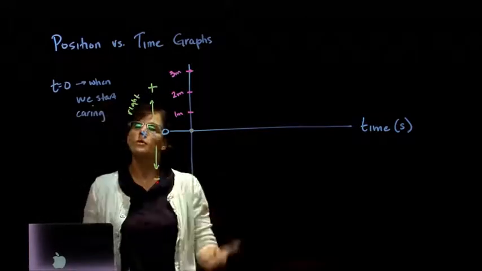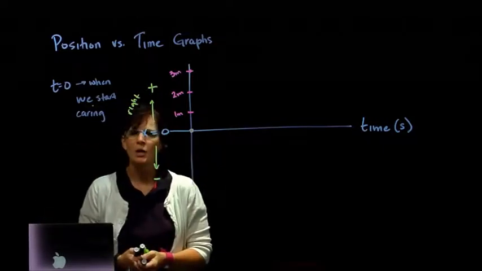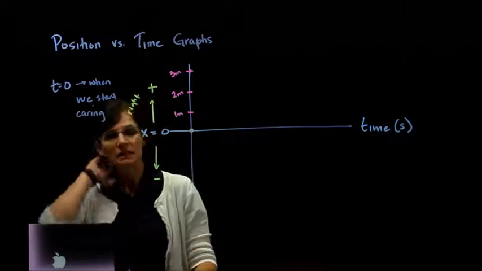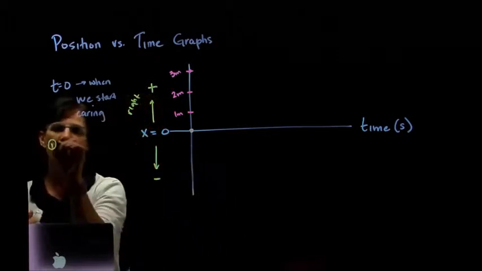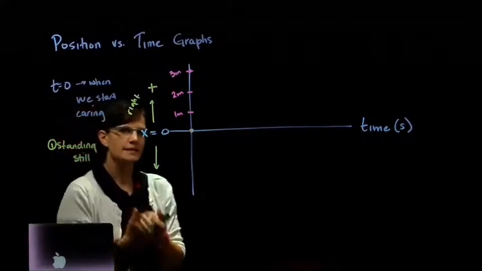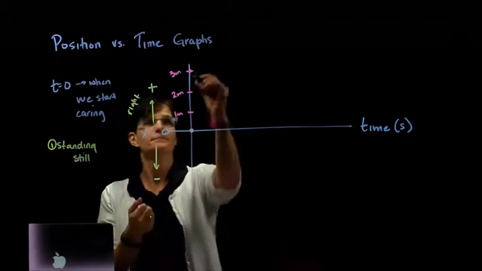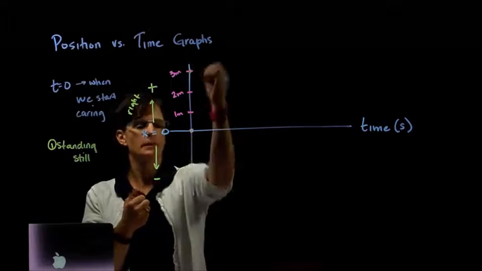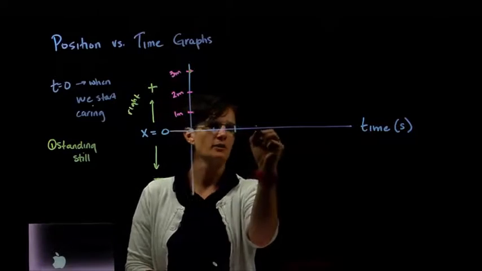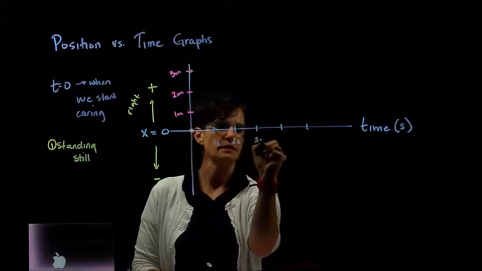So how do certain motions look? How do physical motions, descriptions of motions, look on a graph? What if an object were standing still? Let's say an object is standing still at 3 meters. So our first scenario will be standing still. If the object is standing still at 3 meters, when I start caring, where is it located? At 3 meters. So here's time point 0. We'll have each hash mark be 1 second. So 1 second, 2 seconds, 3 seconds.